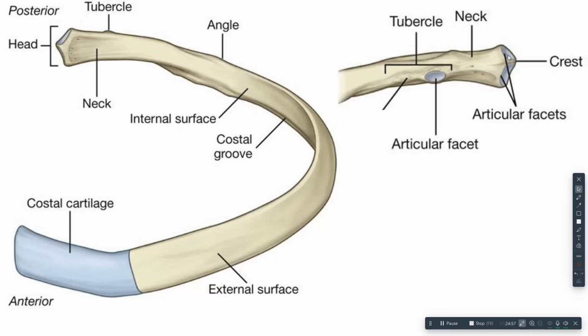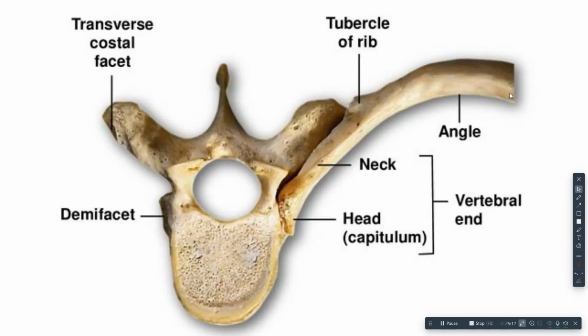The head has two facets because the head is going to articulate with two demifacets. The head's going to articulate with the superior of one vertebra and the inferior of another vertebra. Now here I see the rib coming around. The head is articulating with the superior costal demifacet here. The tubercle is articulating with that transverse costal facet in there.